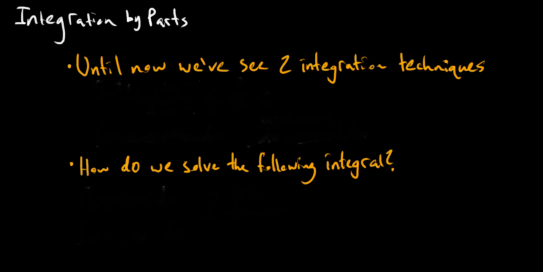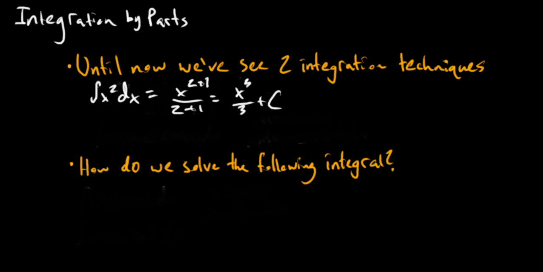Today we're going to look at integration by parts. So up until now we've seen two integration techniques, right? We've seen the reverse power rule that we use for integrals such as this, the integral of x squared dx, and we'll say that we can raise the power by 1 and then divide by that new power, and we'll solve that this integral is equal to x cubed over 3 plus c, right?